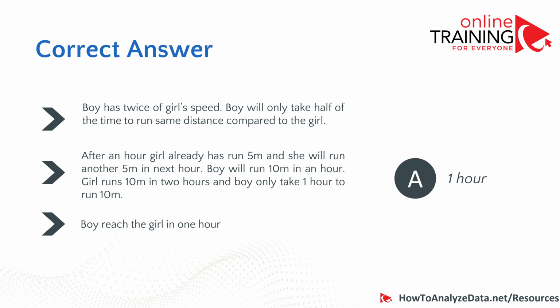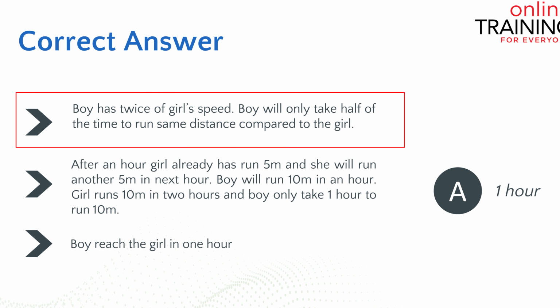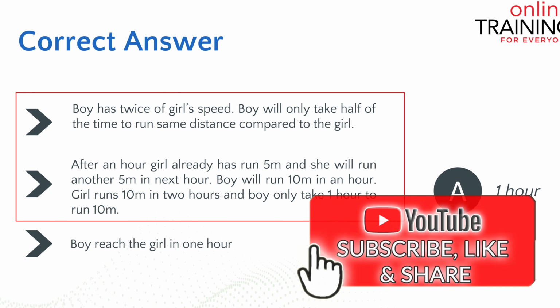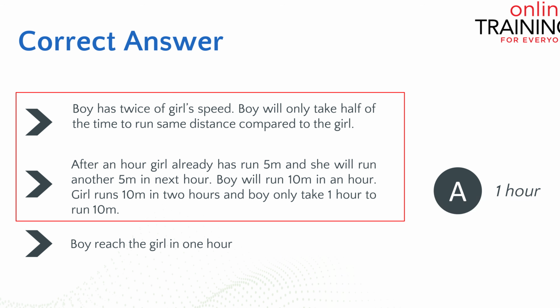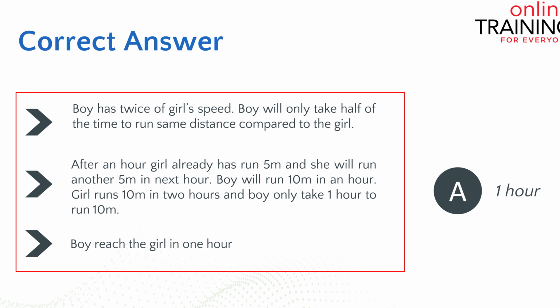The correct answer here is A, 1 hour, and here's the reasoning. The boy has twice the girl's speed, and for the boy it will only take half the time to run the same distance compared to the girl. After an hour, the girl already ran 5 miles, and she will run another 5 miles in the next hour. The boy, on the other hand, will run 10 miles an hour. The girl will run 10 miles in 2 hours, and for the boy it will take only 1 hour to run 10 miles. So the boy will reach the girl in 1 hour. Hopefully you've got this one right.